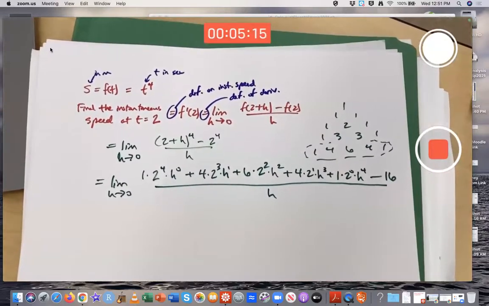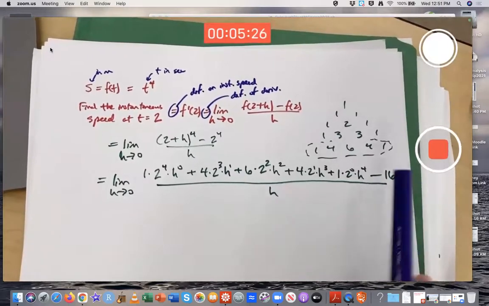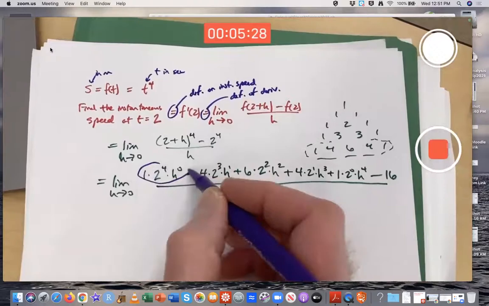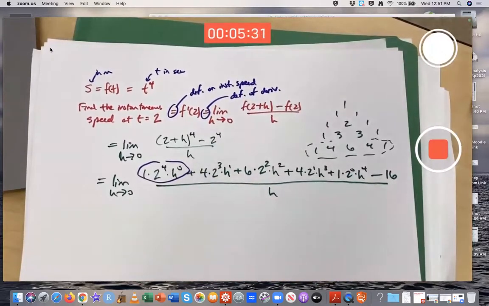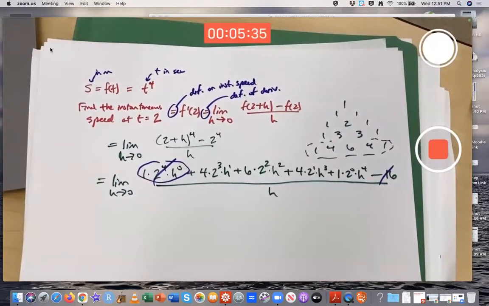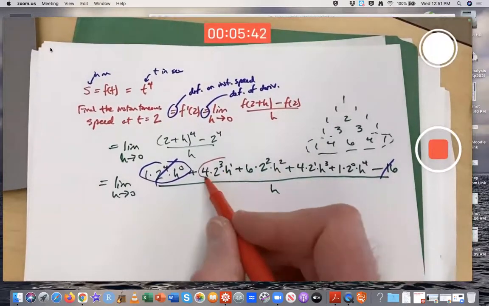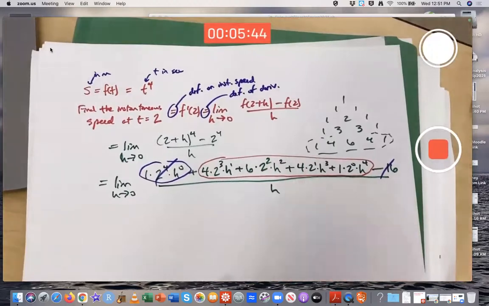If you do it right for this type of problem, all the terms that do not involve an h will completely cancel. Minus 16 doesn't involve an h, but technically speaking, this one doesn't involve an h either because it's h to the 0, which is 1. Those two things cancel. 16 minus 16. All the other terms in here all involve a factor of h that can now be factored out.